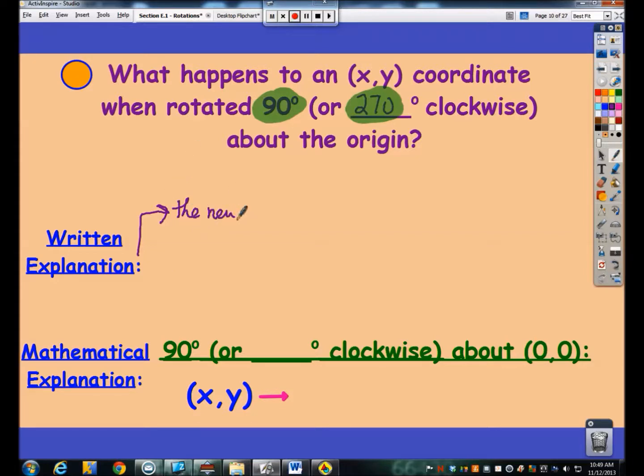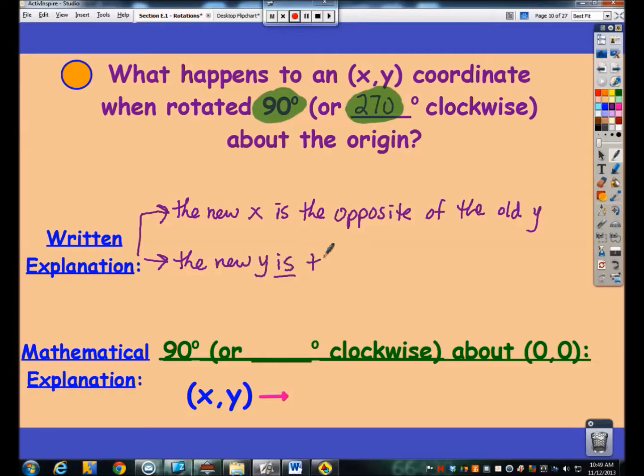So the new x-coordinate, we'll just say the new x, we won't even bother with the word coordinate. The new x is the opposite of the old y. And we said the new y is the old x. There was no opposite, there was no flip-flopping there.